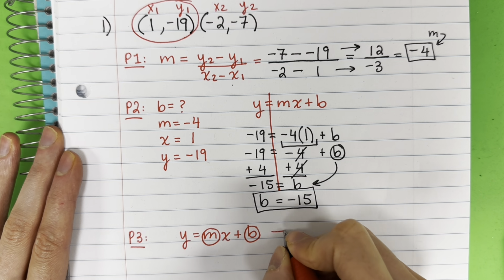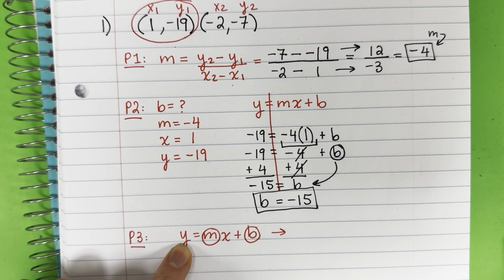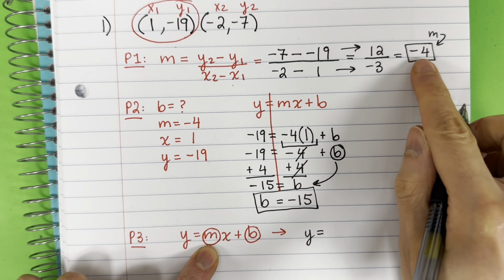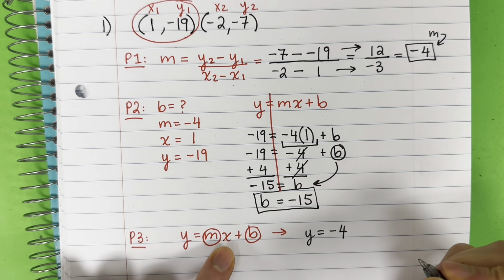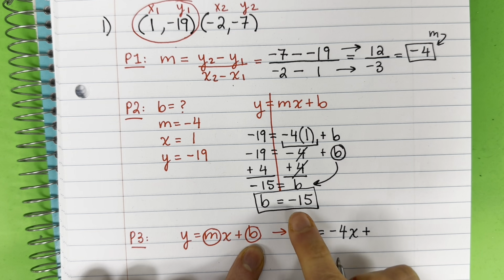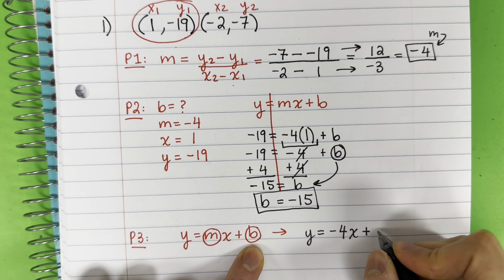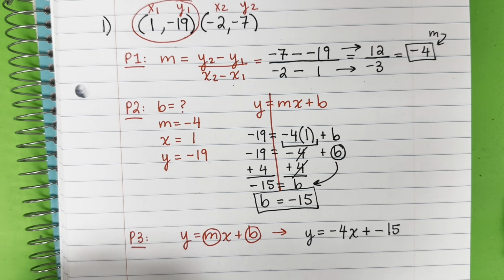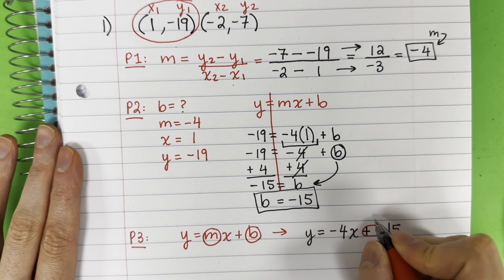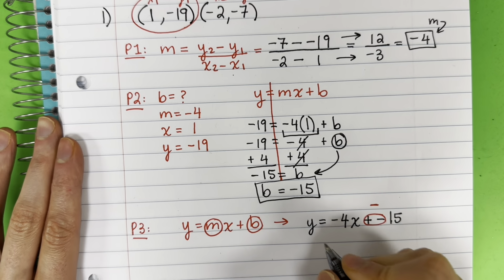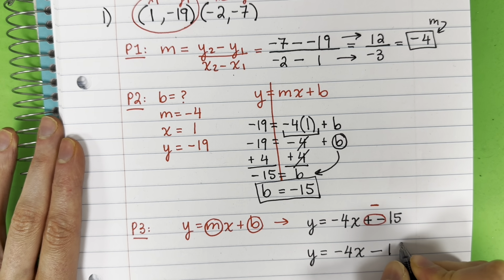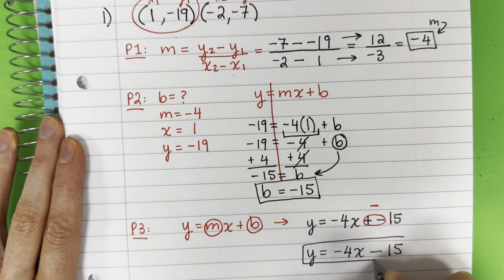Only m and b. Y and x are letters, so I'm going to go ahead and write y equals, m is negative 4. Copy x, copy plus, b, no b, I'm going to put the number negative 15. One more thing. If you have a plus minus, it is minus, so only put minus. So I'm going to go ahead and write y equals negative 4x minus 15. This is my final answer.